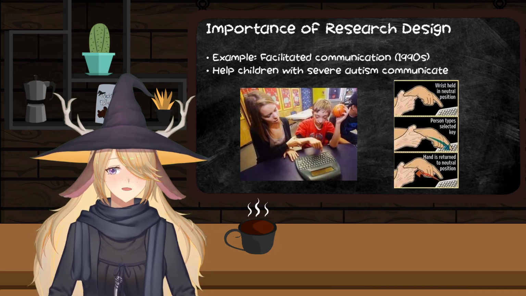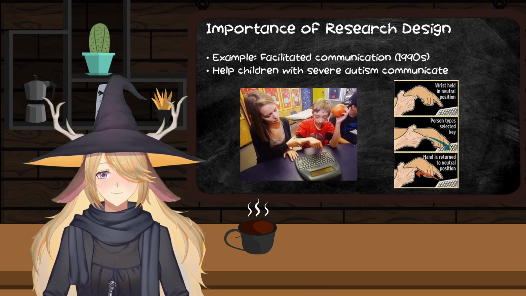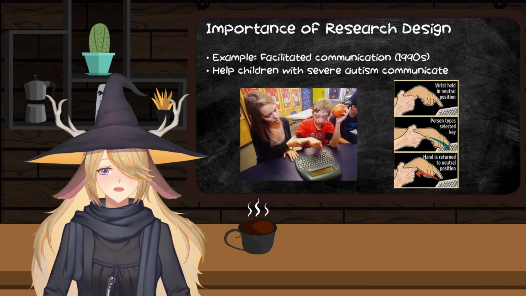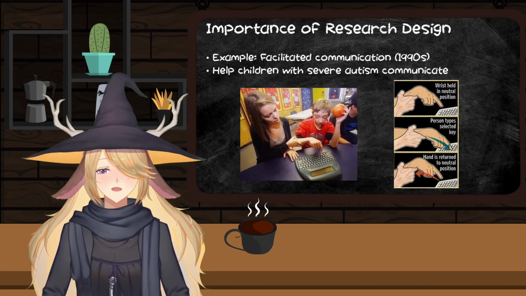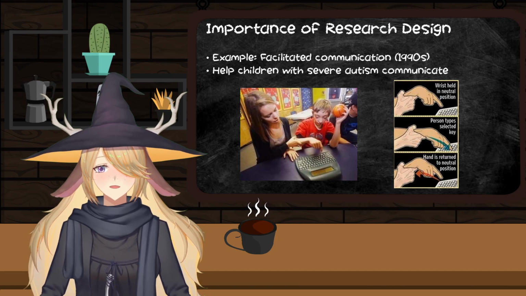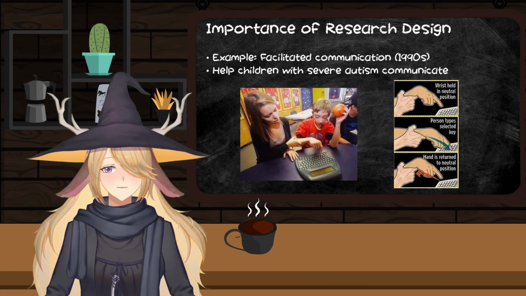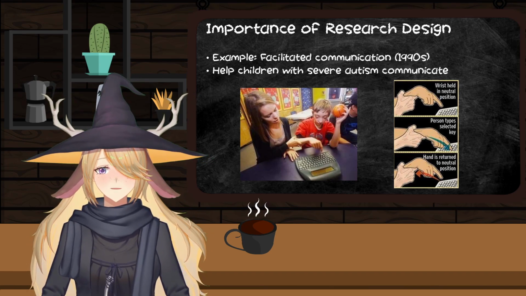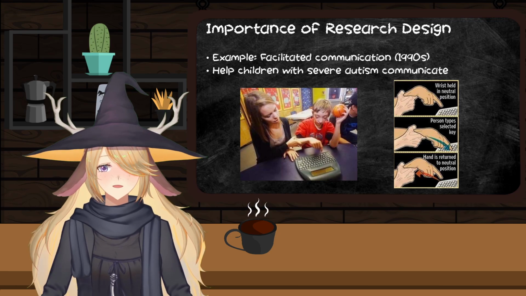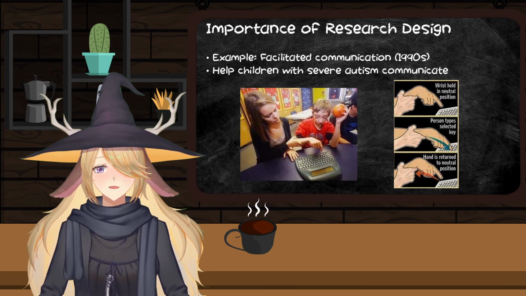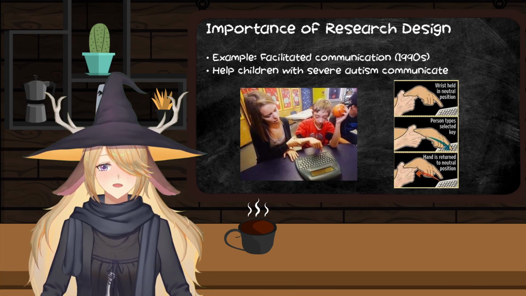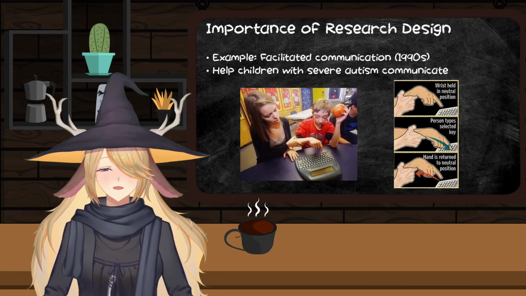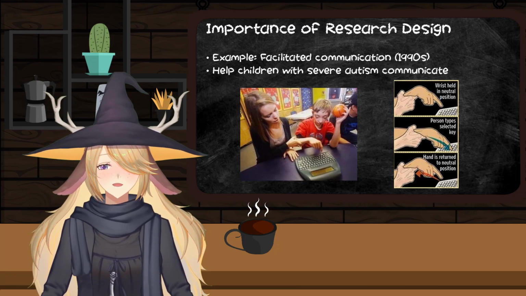So the idea was that they would hold the child's wrist in a neutral position and then the person, presumably the child, would select a key and then the facilitator would help pull their hand back. At the time, there was an assumption that some of the issues with nonverbal autistic children might be motor impairments more so than linguistic or cognitive impairments. And so facilitated communication emerged as a novel therapy to try to get around that and allow these children to communicate.